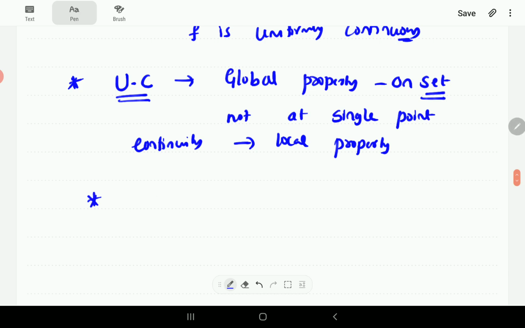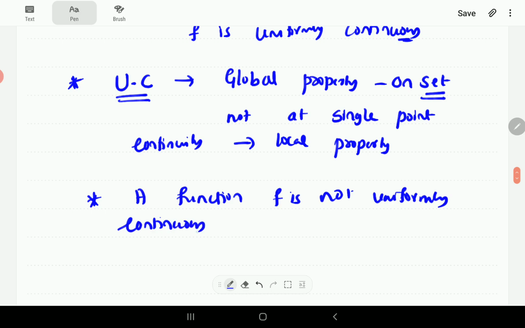Another important thing is, when we say a function f is not uniformly continuous on the given interval I, there exists some epsilon greater than 0 for which no delta works.